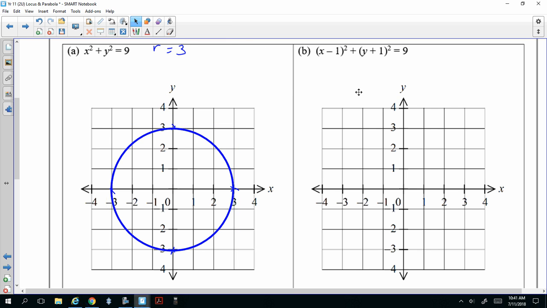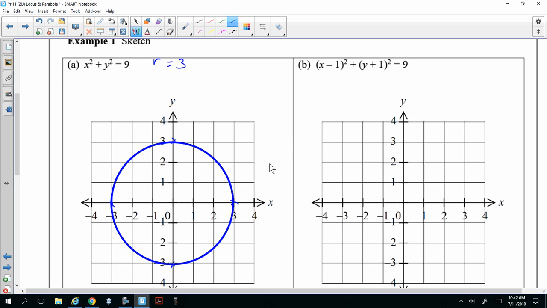All right, there you go. Circle drawn. All right, have a try. Draw the circle. All right, circle drawn. Okay.